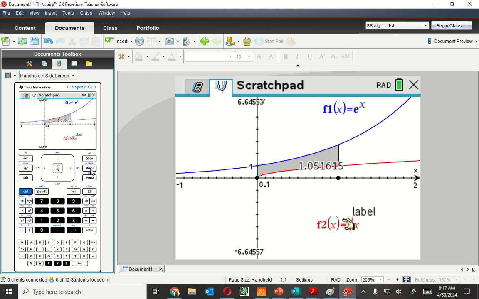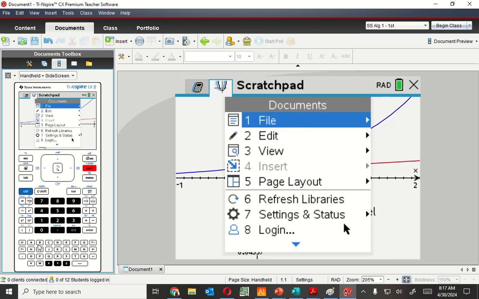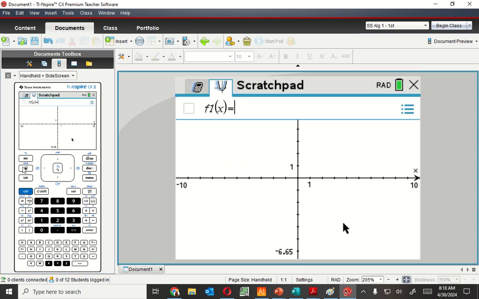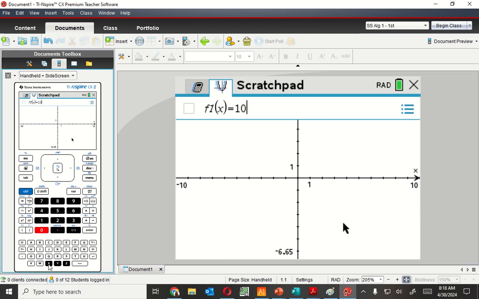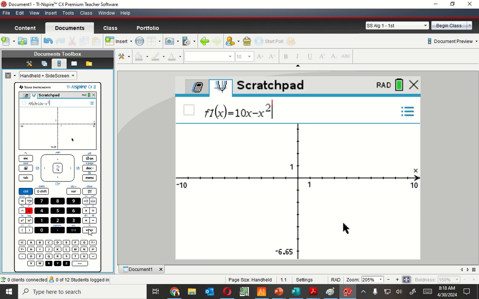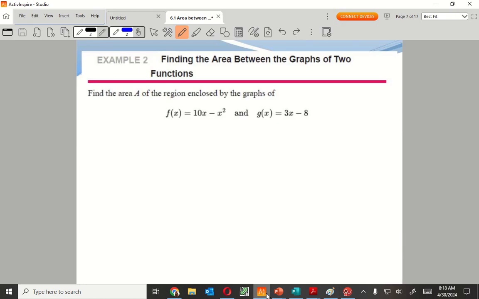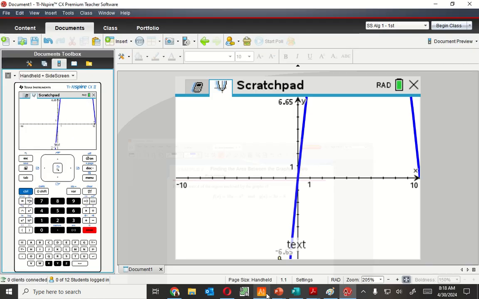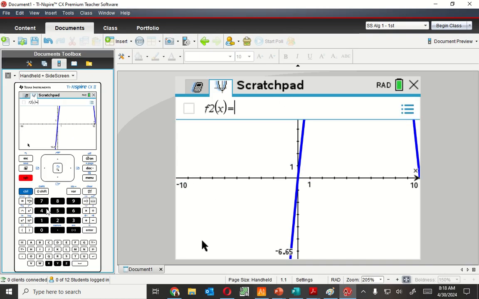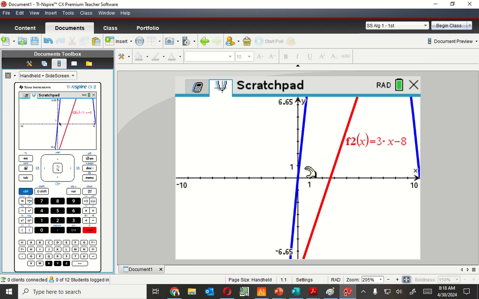So to clear this up, just hit doc, letter B, go back to here, minus x squared. So there's my first one. And the next one's 3x minus 8. Hit tab. 3x minus 8. There's my next one.